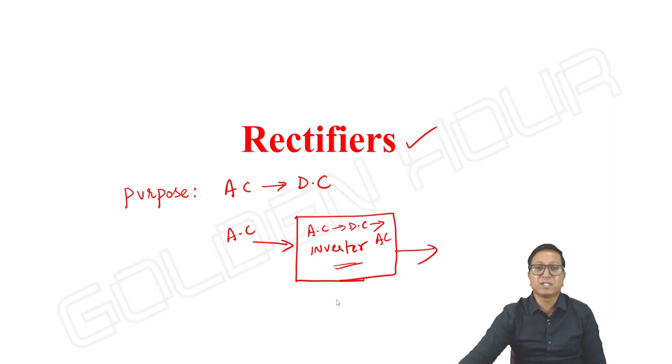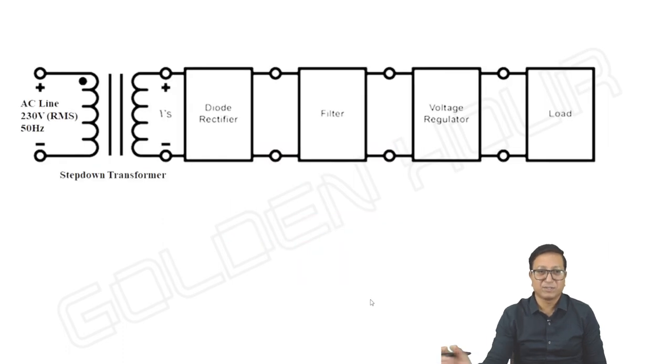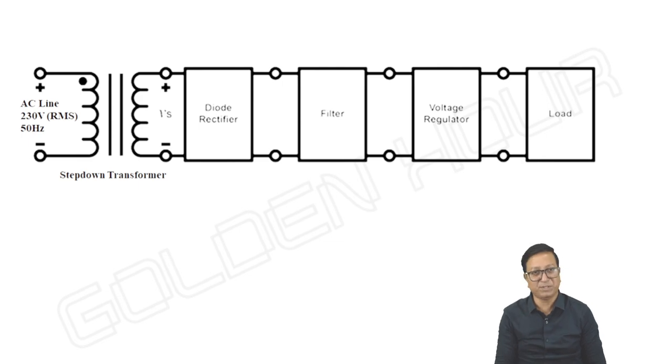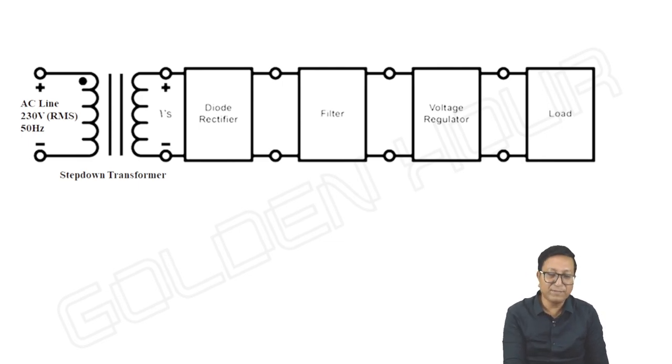Then let us have a look at the basic block diagram of the system which converts AC into DC. See this. Here 230 volts line. It's an AC line from the mains, 50 hertz, 230 volts, and the 230 volts here is RMS value. Please do observe this. This is given at the primary winding of the step down transformer, and the output of the step down transformer is also an AC signal. This is V secondary.